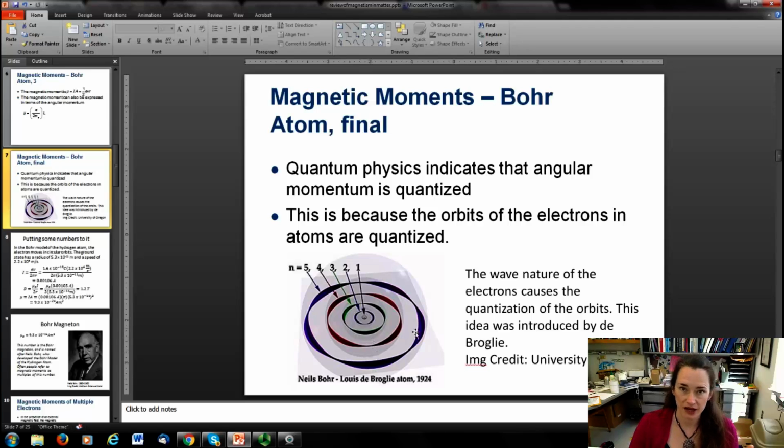And that means that the angular momentum and also the magnetic moment are going to be quantized, okay? And yet again, it's the wave nature of the electrons that causes the quantization of the orbits and the interference due to a standing wave established. And this is a concept that's covered in modern physics.